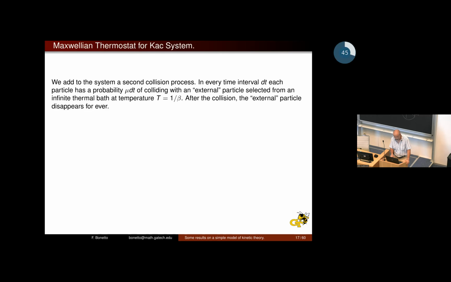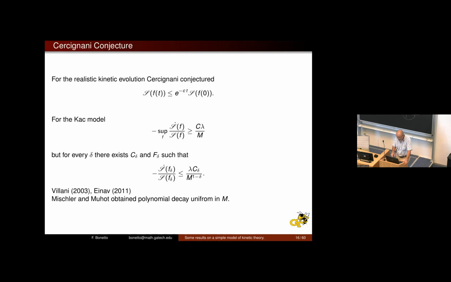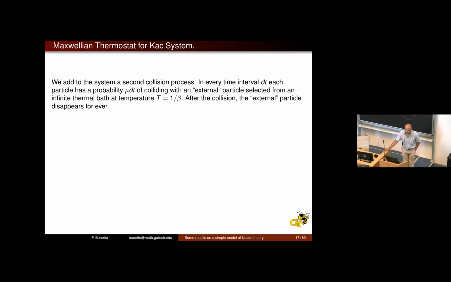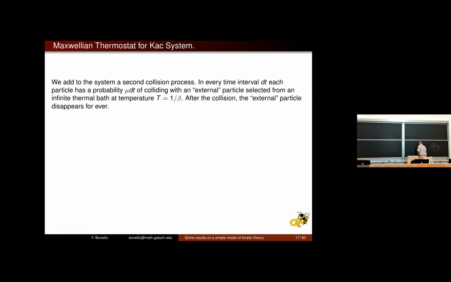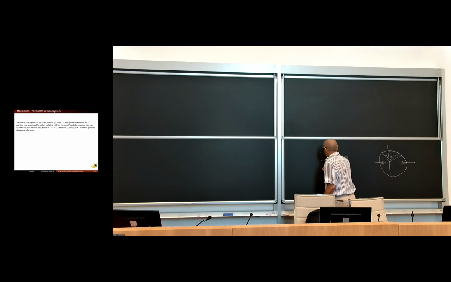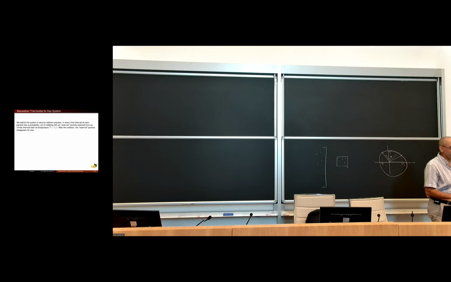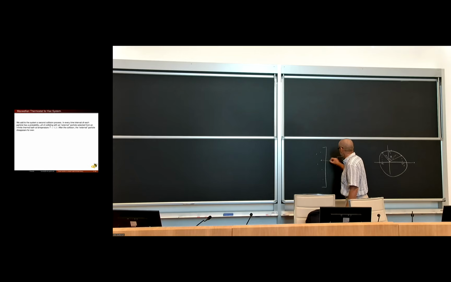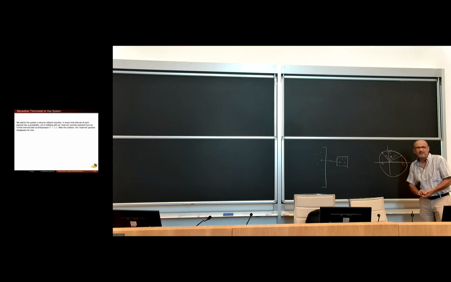Okay, so this was the so-called classical result. Then what we did, we started thinking, okay, I want to put in some external influence. So I want to attach a thermostat to this system. What does it mean? I have my system that is kind of small with my particles, and nearby there is a huge system with infinitely many particles that are initially at a given temperature, 1 over beta. And from time to time, a particle in the system and a particle in the thermostat collide. When this happens, the particle in the thermostat disappears at infinity, never to appear again. Or you may simply think that the thermostat is so big that it will never actually collide again.